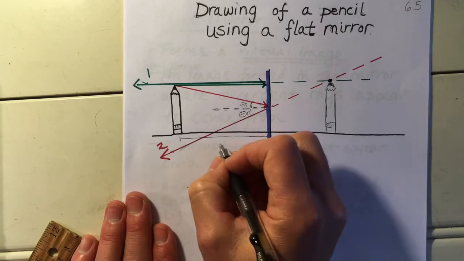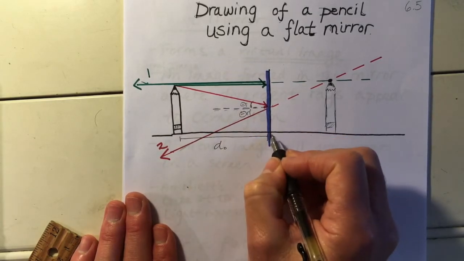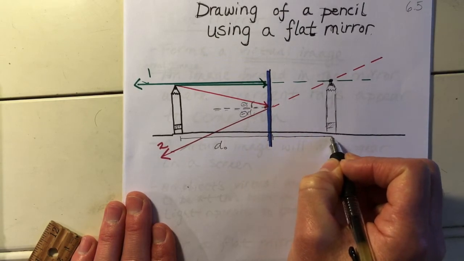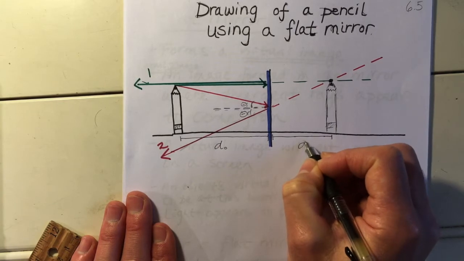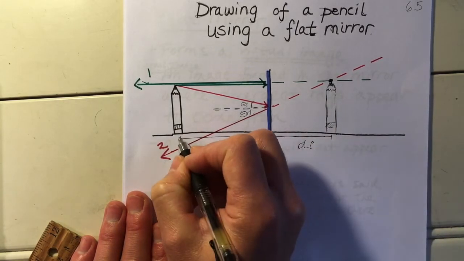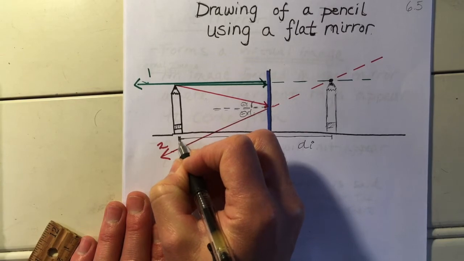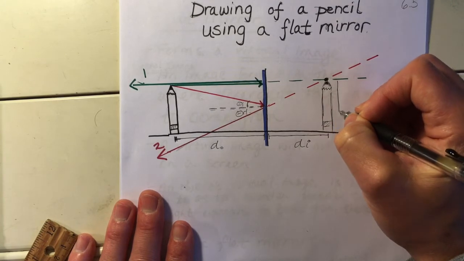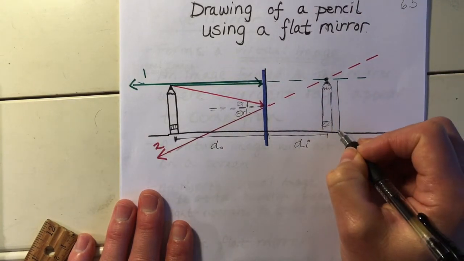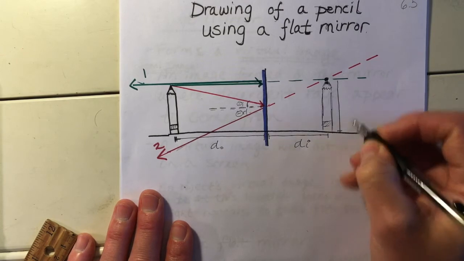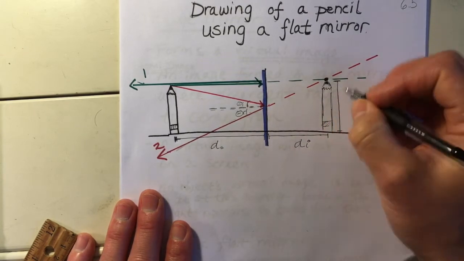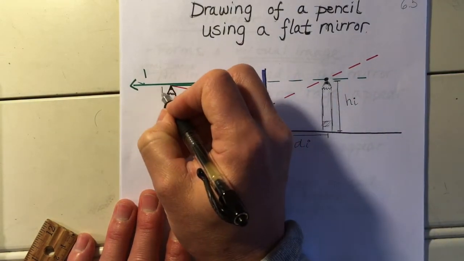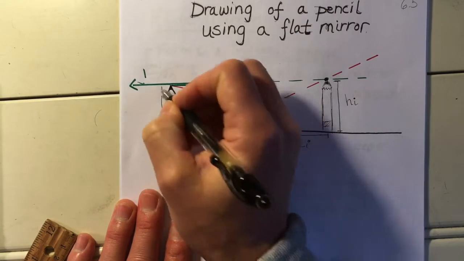So anyways, this is going to be my distance to the object, and from the reflective surface to the image is going to be my distance to the image, or d sub i. I'm going to go to the middle of the object. Then from the ground, sometimes we have to use the principal axis there, to the top, this will be my height of the image, h sub i, and this will be my height of the object, h sub o.